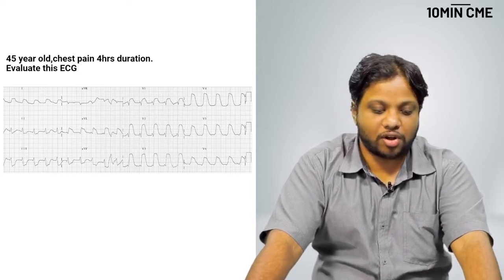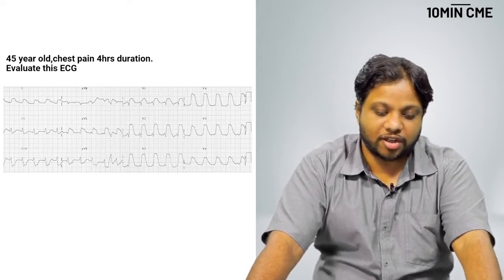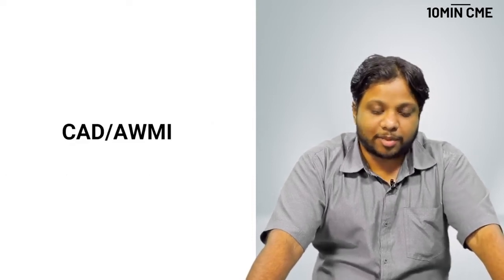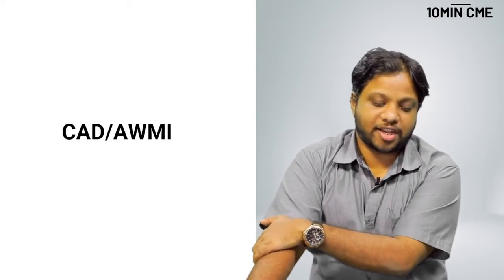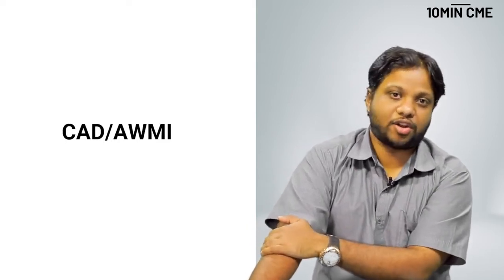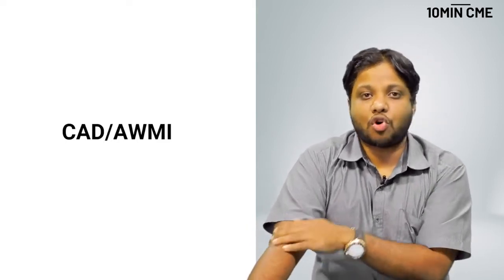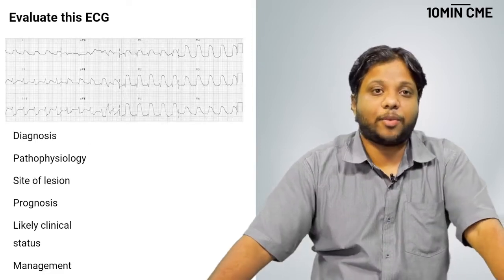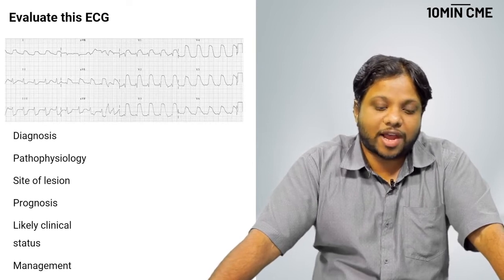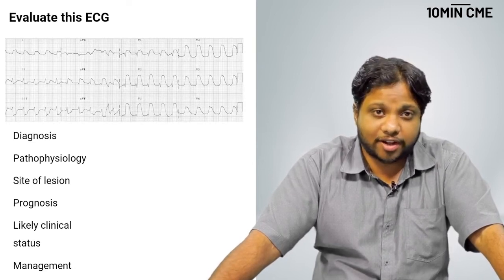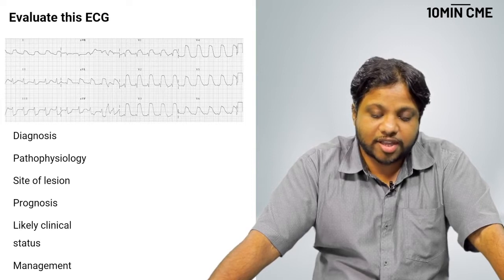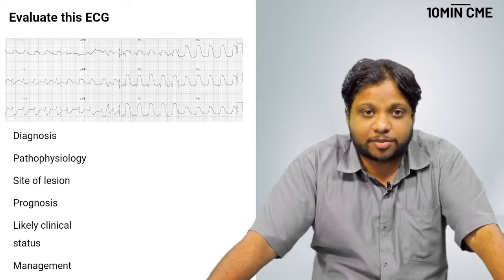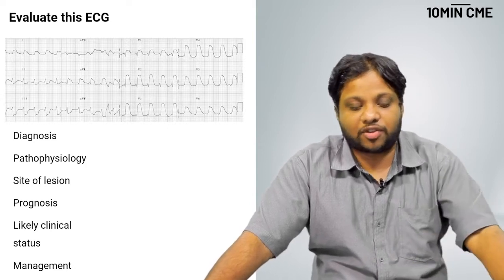So again, a 45-year-old, chest pain of 4 hours duration. Again, the diagnosis is pretty simple. It's a CAD, anterior wall MI. I bet most of you will write this as CAD, anterior wall MI, and refer it to a cardiology center. So is there more information that you can get from this ECG? What is this ECG hiding? Let's evaluate this ECG under the following headings: diagnosis, pathophysiology, site of lesion, prognosis, likely clinical status, and management. This is the information we would like to get from this ECG.